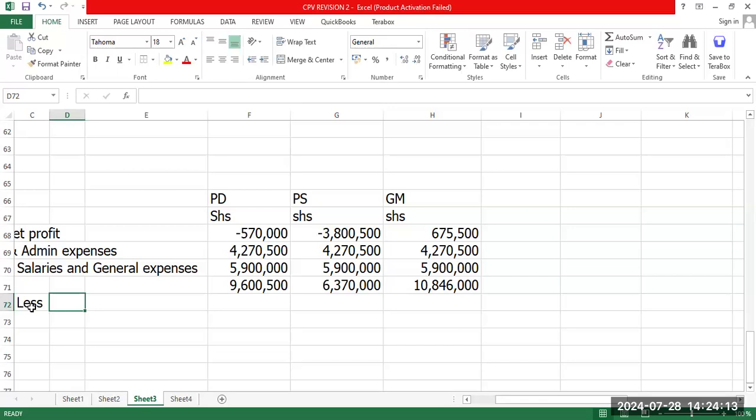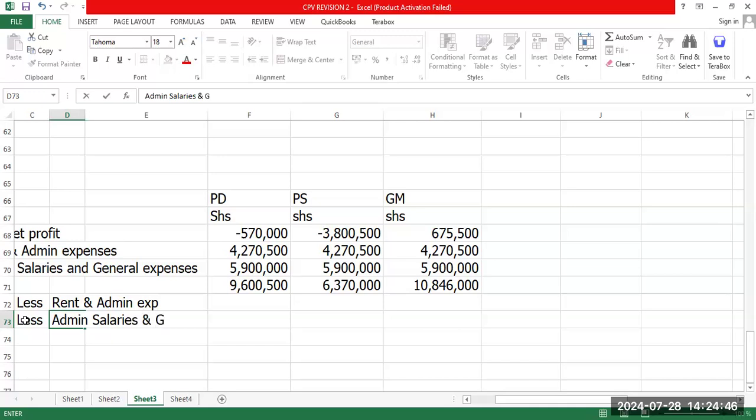What is the actual rent and admin expense? Then what is the actual admin salaries and what general expense? To get these actual figures, you must apply now ABC. You get the right figures.